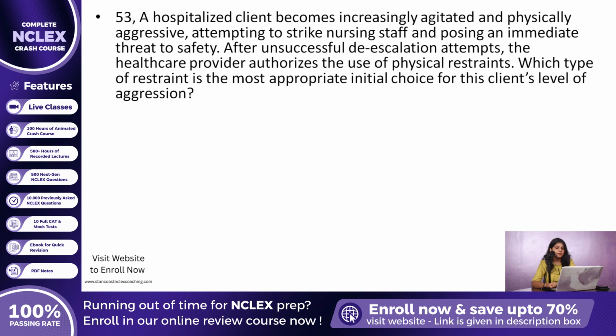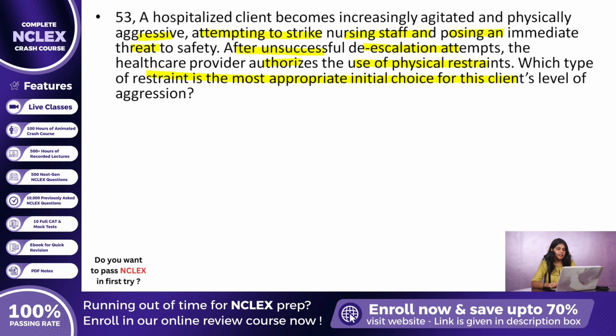emergency response. A hospitalized client becomes increasingly agitated and physically aggressive, attempting to strike nursing staff and posing an immediate threat to safety. After unsuccessful de-escalation attempts, the healthcare provider authorizes the use of physical restraints. Which type of restraint is the most appropriate initial choice for this client's level of aggression?